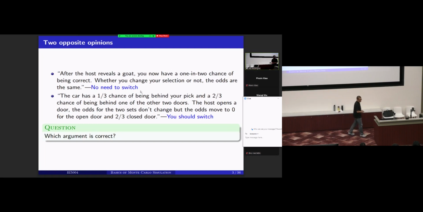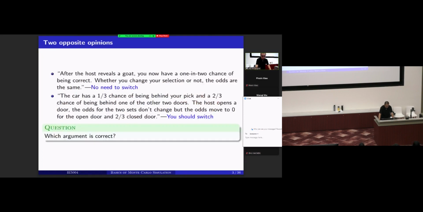But the question is, which argument is correct? As I said, a lot of people felt confused about this problem. And in my impression, I would say the majority of people believe the first one is correct. But indeed, the second one is correct. So the answer is that you should switch. When I first knew this problem, I also believed that the first one should be correct, but I was wrong. The answer should be the second one.